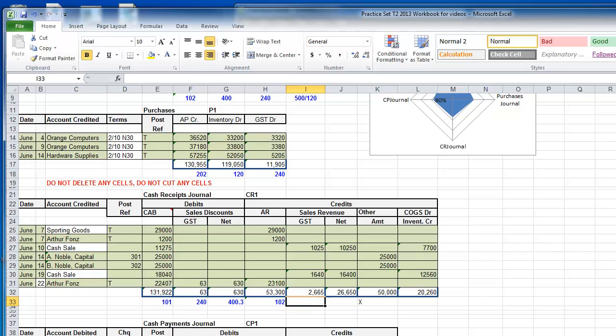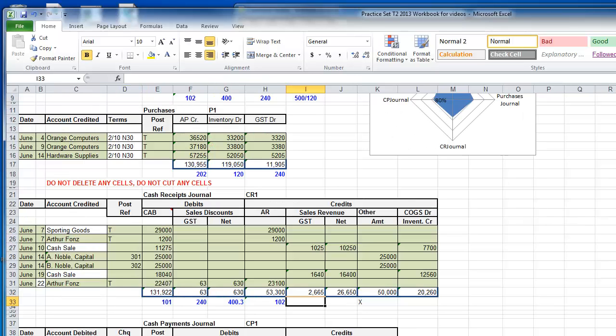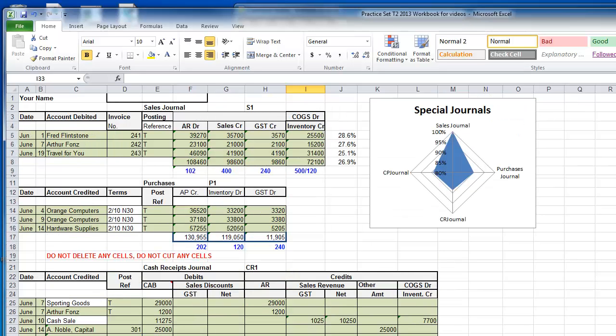If I just look at our progress report, we can see now special journals are really close to being finished. If we come down a bit further, sales journal, I've completely got it done. Purchases journal, it only says 90%, so I think that's as high as we're going to get. I can't see what I've left out of the purchases journal. Looks like some of these items, 1, 2, 3. Well, Arthur Fonds' date is one of them. So, there's still... I'm looking at the wrong journal. So these terms haven't come up correct. I don't know why. I'll find out.